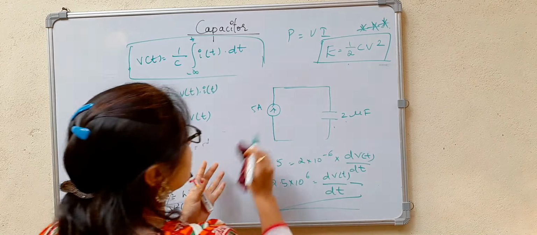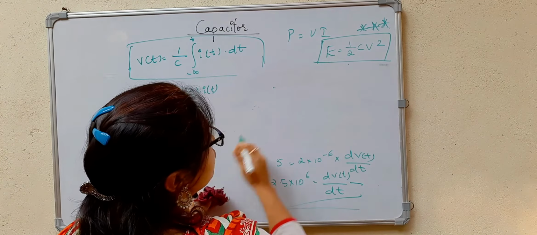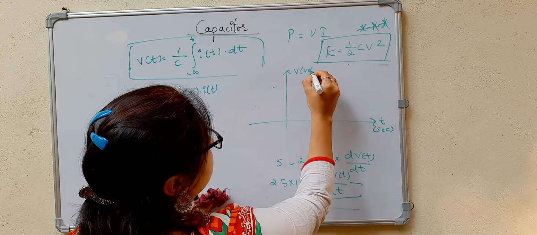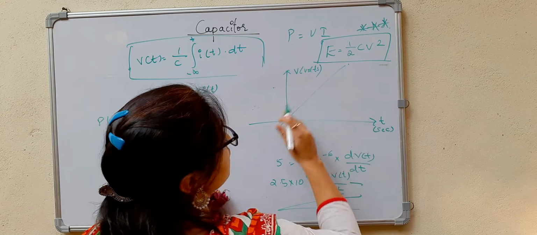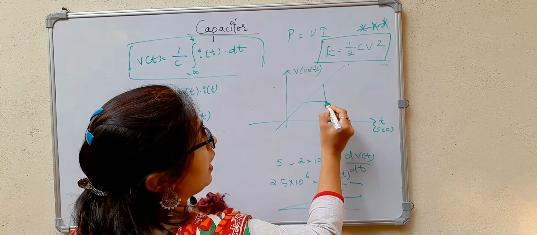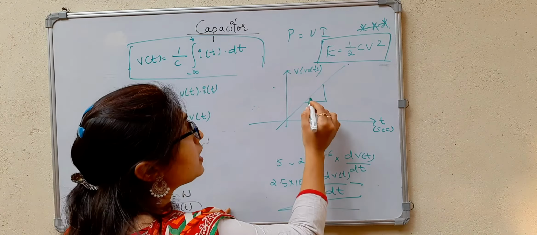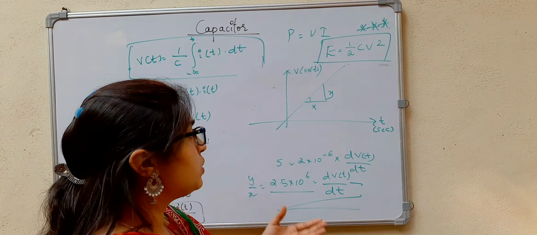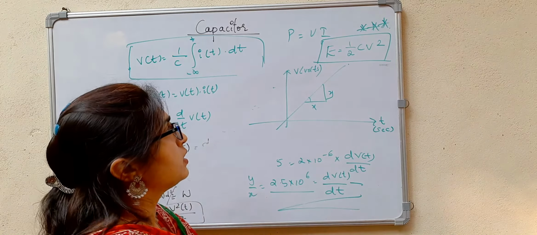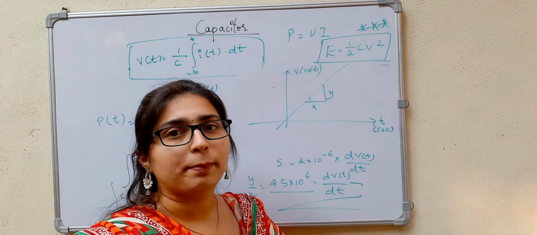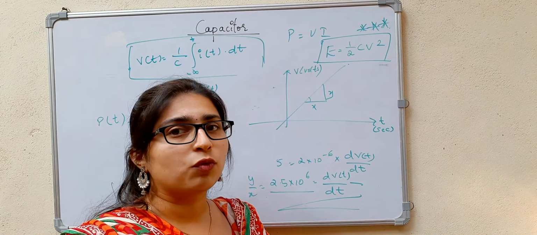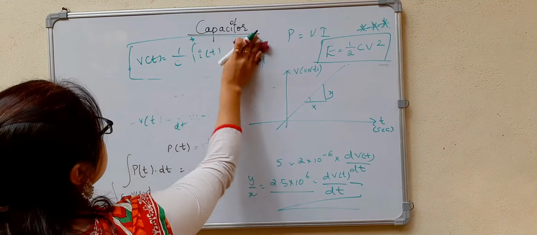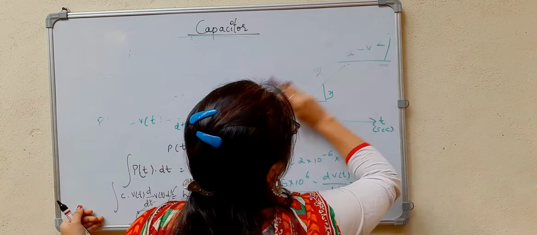So you can consider the characteristics. If V versus t, with t in seconds and V in volts, you will be having a constant slope. That means a straight line with a constant slope. Here in this case, the slope y by x will be equal to 2.5 into 10 raised to 6. That is a constant slope. This is the behavior of the capacitor when it is having a constant voltage source or constant current source. So now let us consider the capacitor in series combination.